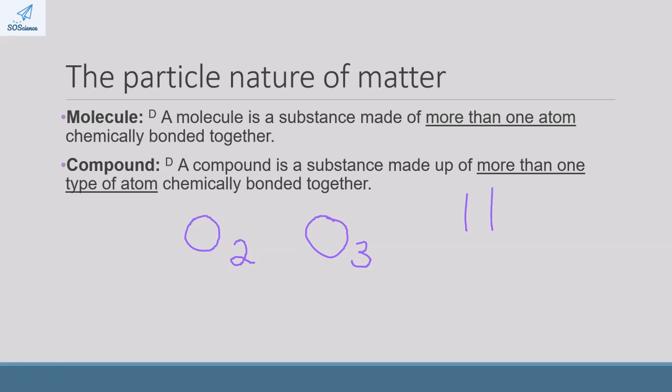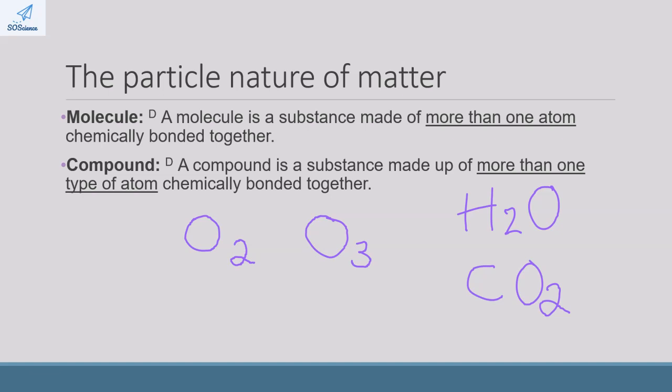Now let's take into account H2O, which is water, or CO2, which is carbon dioxide. Let's take a look at the definitions. A molecule is more than one atom chemically bonded. Is H2O made up of more than one atom chemically bonded? Yes. And CO2? Yes. So these are both molecules.